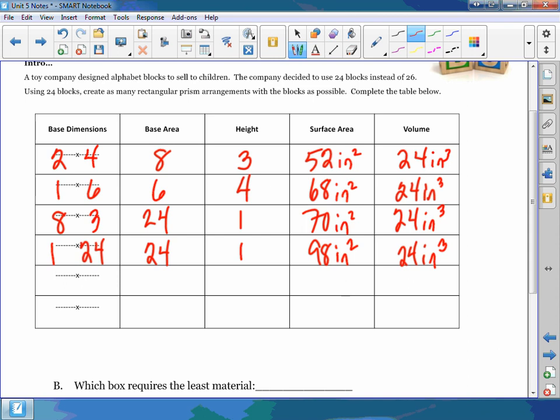Go ahead, sir. What was it again? 2 by 12. So there's 24. Height? Surface area. What was it? 74? I think it's 74. Yes, it is 76, yeah. And 24 inches cubed.